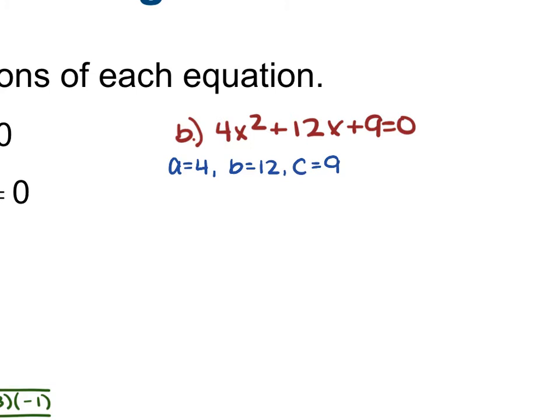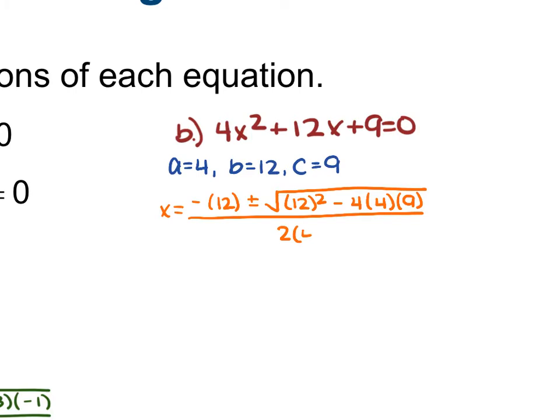X is equal to negative b plus or minus the square root of b squared minus 4 times a times c all over 2 times a. So x is equal to the opposite of b, so that's a negative times 12, plus or minus the square root of b squared, so that's 12 squared, minus 4 times a, which is 4, times c, which is 9, all over 2 times a, so 2 times 4.